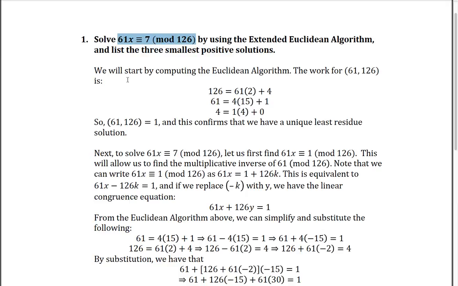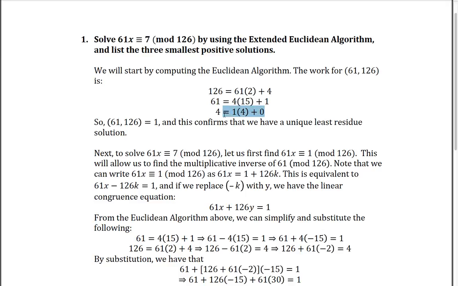So we start by just doing the straight Euclidean algorithm, and later on we'll do the extended. We do the Euclidean algorithm to solve for the GCD of 61 and 126, because those are the numbers that we're multiplying by and the mod that we are in. You can see the work right here.